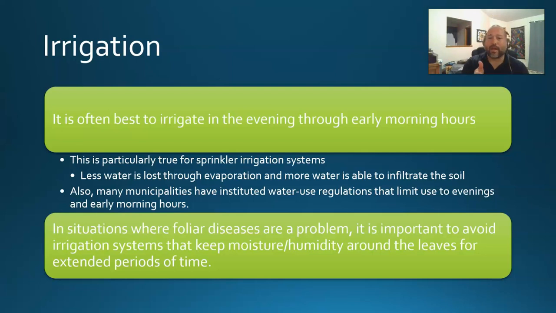Depending on your area, we don't necessarily have them here in the city of Bakersfield anymore, but many municipalities will have water use regulations that say when you're supposed to use water. In some situations, if you've got foliar diseases that are a problem, you really don't want to use irrigation systems that are going to keep moisture around the leaves for an extended period of time, because you're just inviting in pathogens, and you don't want to do that either.